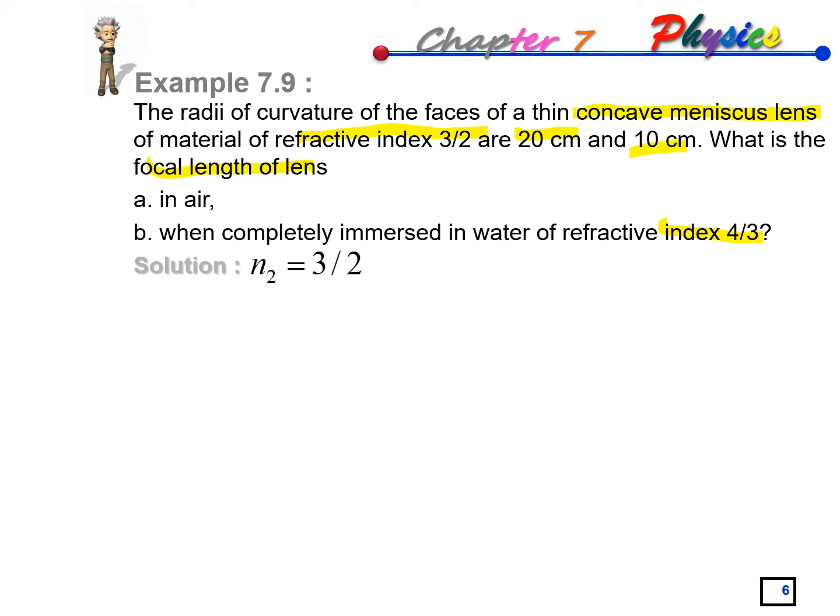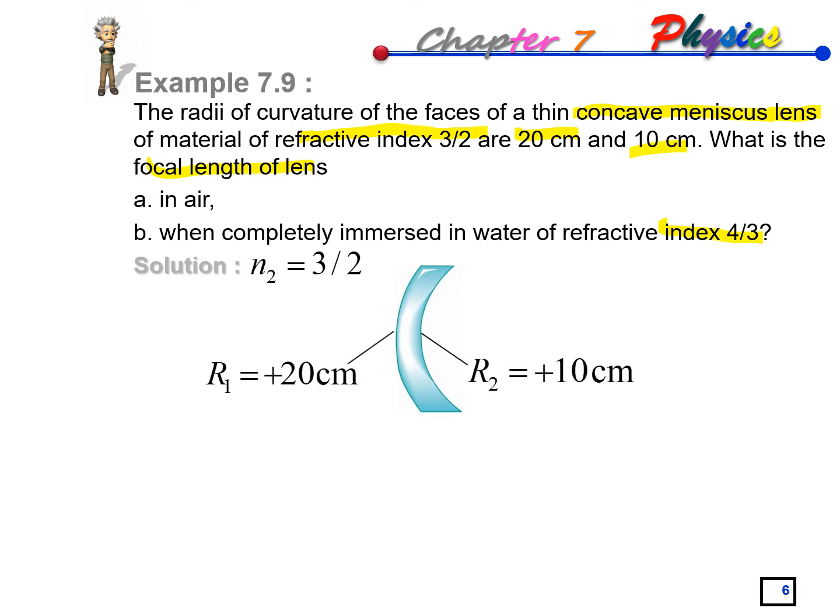Over here, the refractive index of the medium will be n2, which is 3 over 2. Since we have a concave meniscus, both R1 and R2 will be positive. If you have a ray traveling over here, this one will be R1, positive, and over here will be R2. So both radius 1 and 2 will be positive.